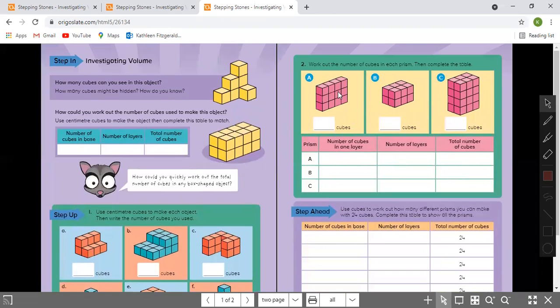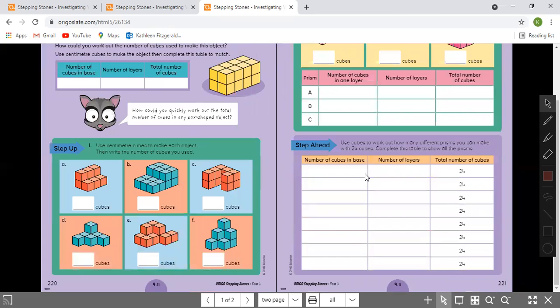Okay, these ones are rectangular prisms, so we can work it out. On the bottom row, we have got 1, 2, 3, 4. So it's 1 times 4, and then a height of 3. Okay, number of cubes in one layer, number of layers, total number of cubes altogether for A, B, and C. Okay, so they're not asking you to build it up this time, the first layer, then the second layer, then the third layer. The number of layers for this one would just be 3. Okay, number of cubes would be 4, number of layers 3. How many cubes altogether?